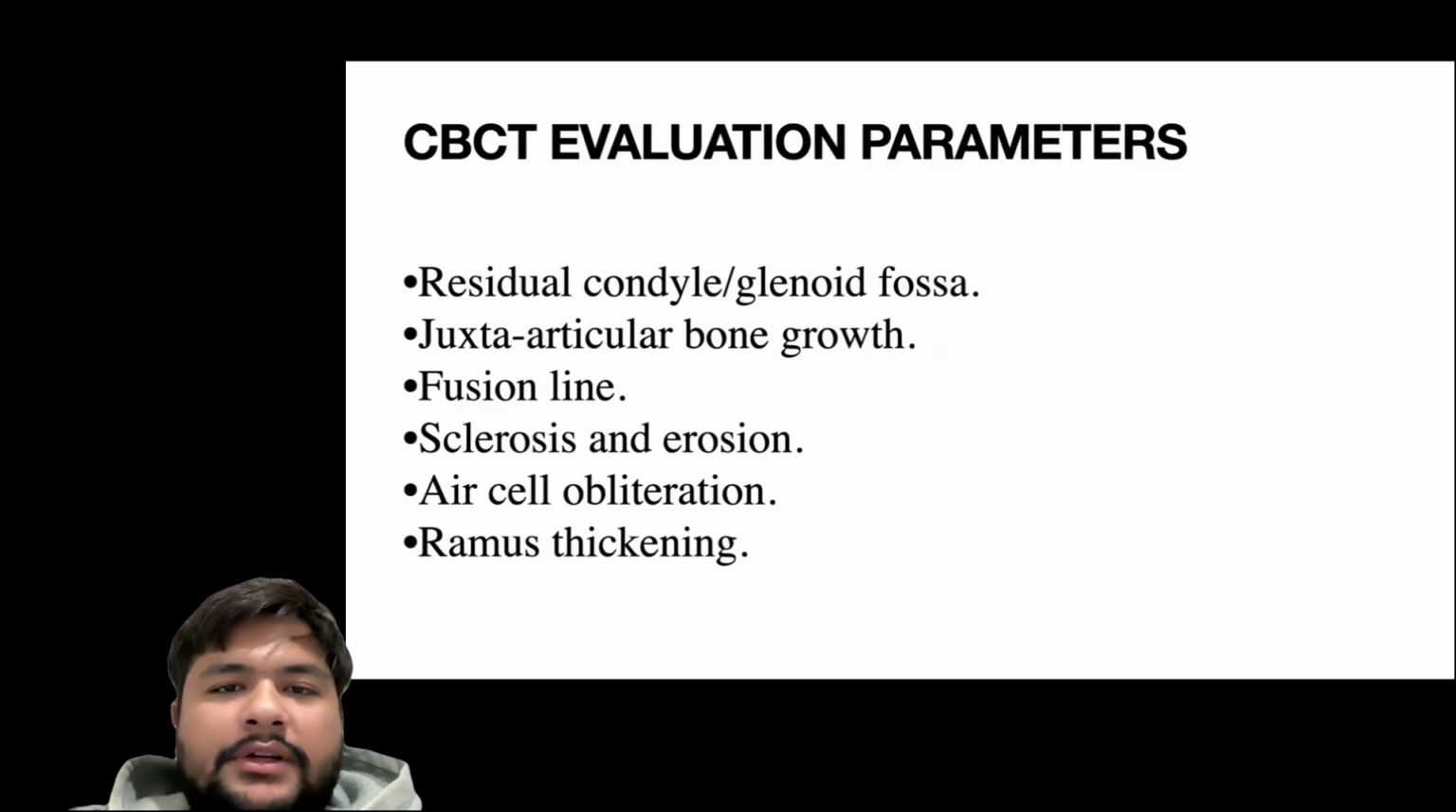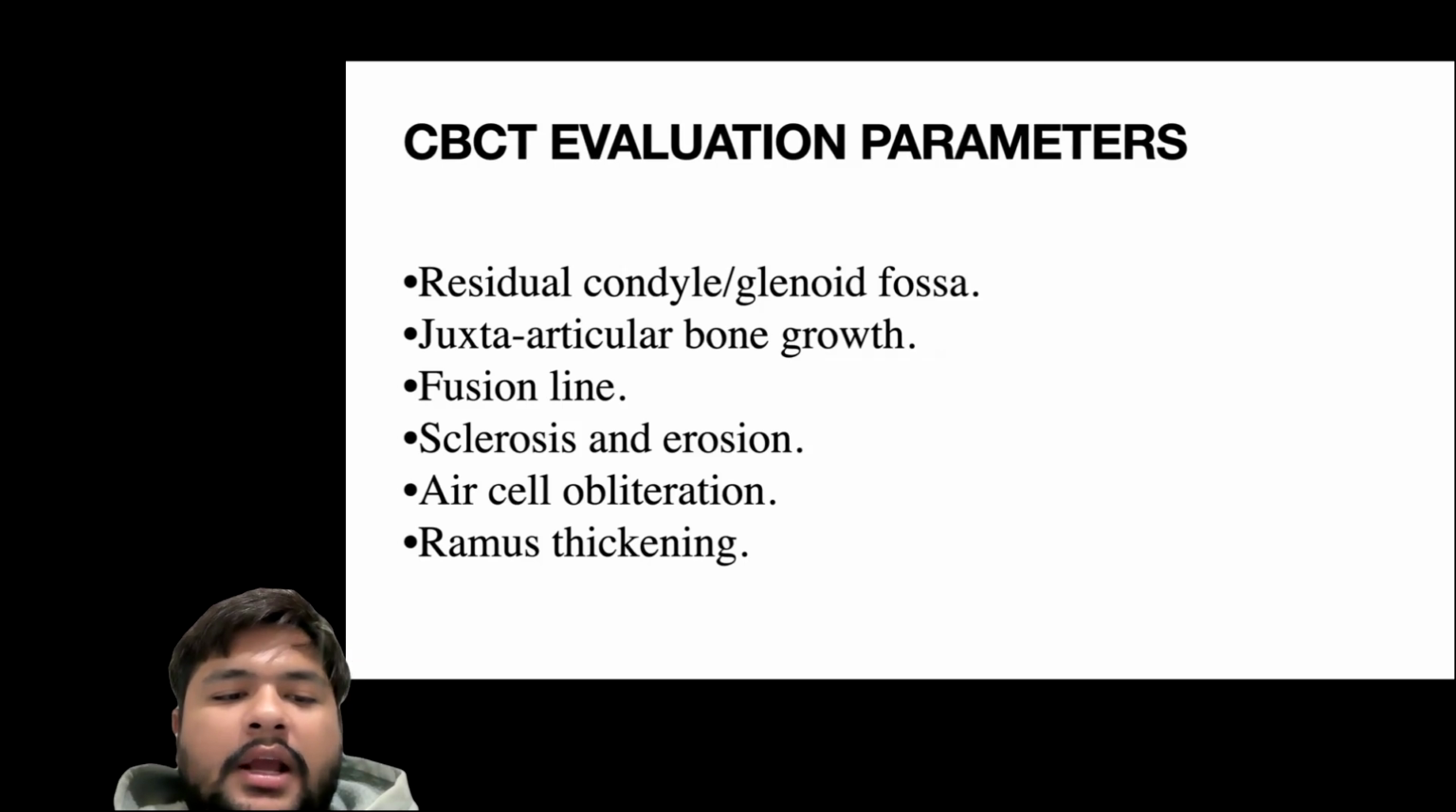Coming to the CBCT evaluation parameters, these six parameters you should be knowing for your exams as well. I will be discussing each one in detail first, before comparing them in the study. The residual condyle or glenoid fossa, juxta-articular bone growth, fusion line, sclerosis and erosion, air cell obliteration, and ramus thickening.